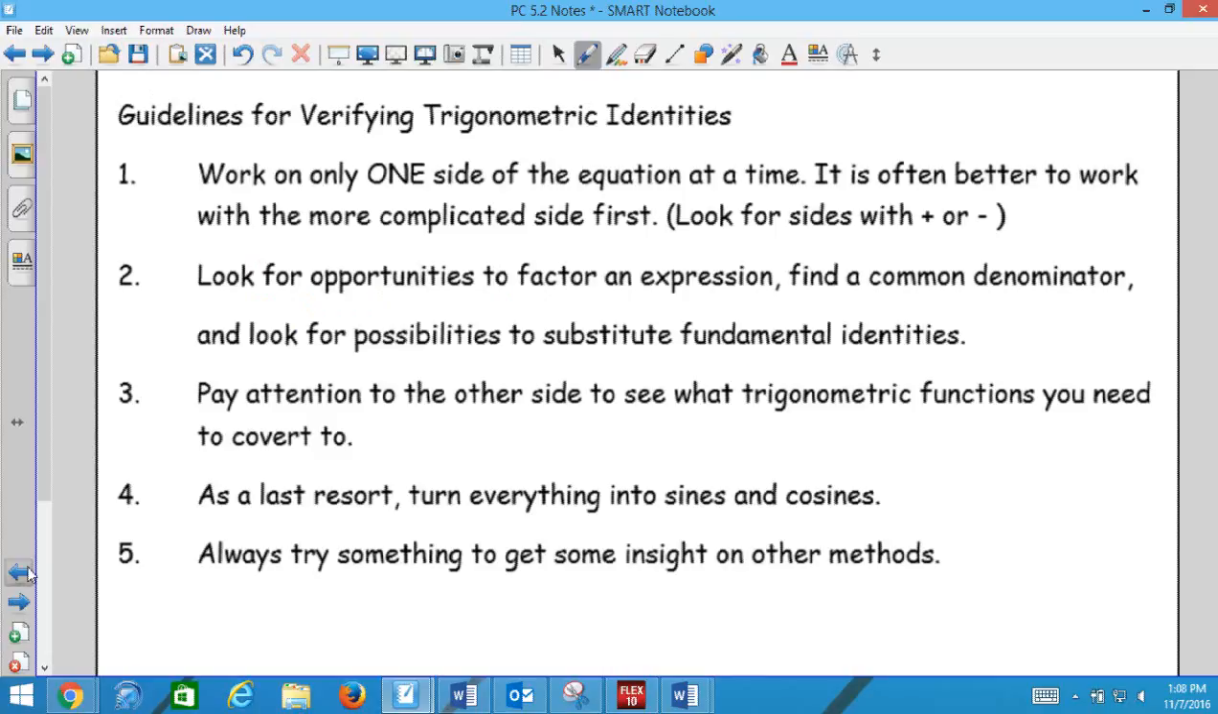Number four, I've had to say a lot of times today, so remember this one. If you don't know what to do, maybe change everything you see into sines and cosines. So if you see tangent, make it sine over cosine. If you see cotangent, make it cosine over sine. If you see cosecant, make it 1 over sine. Change everything into just sine and cosine. That might help you.